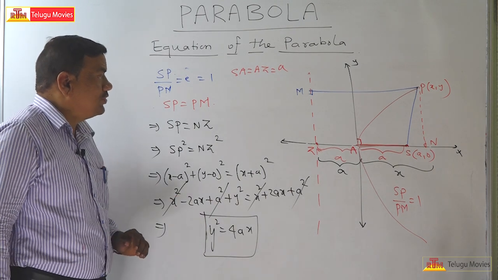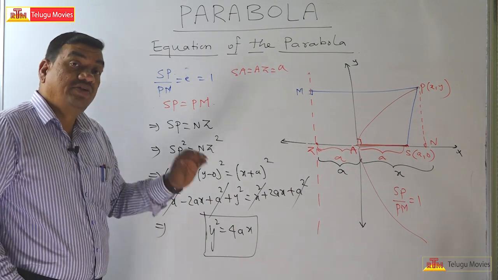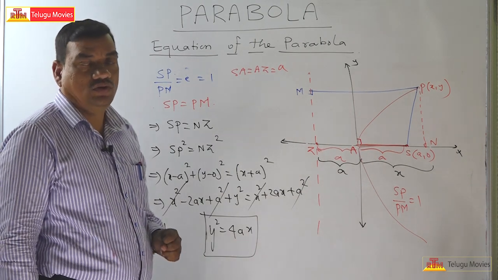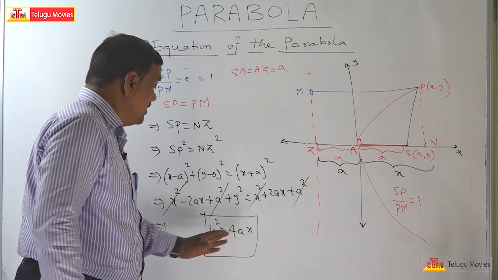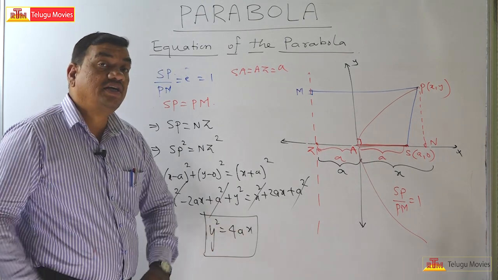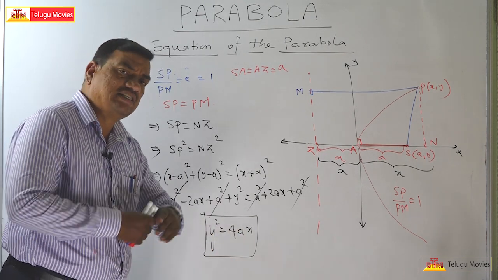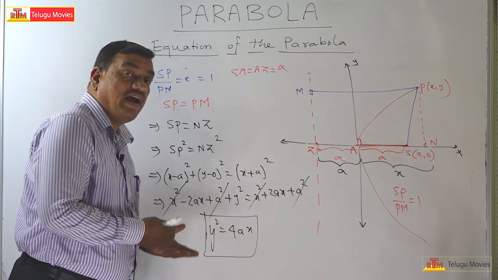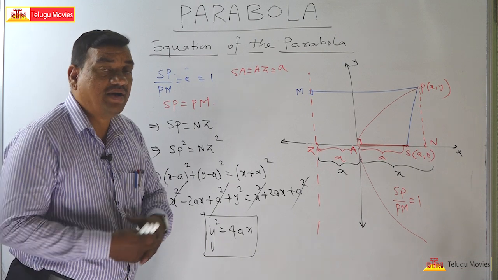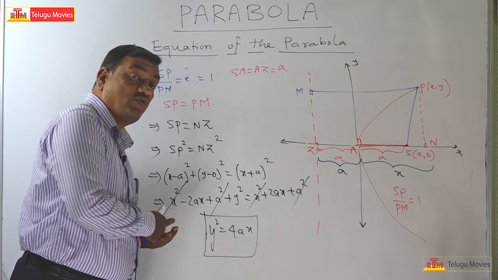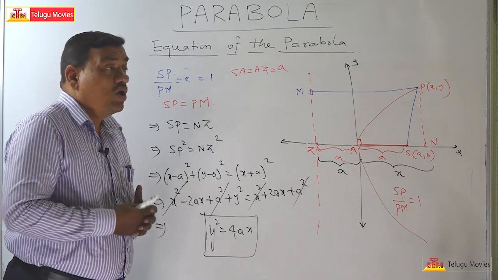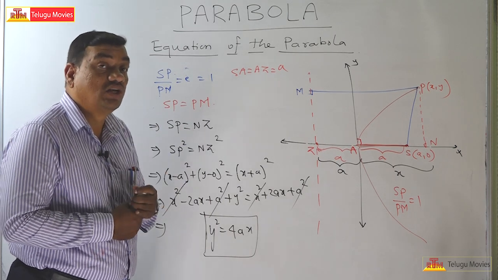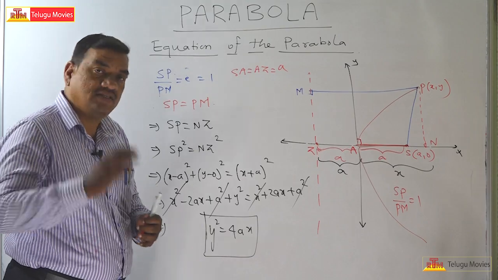I hope that you understand this derivation. So let us see how to trace the curve. Here x and y are already taken as variables. That means x can take any value, y can take any value. If x is equal to 0, what happens? If x is less than 0, what happens? If y is less than 0 or greater than 0, what happens? What is the nature of the curve? What are the characteristics of the parabola? Let us see that.